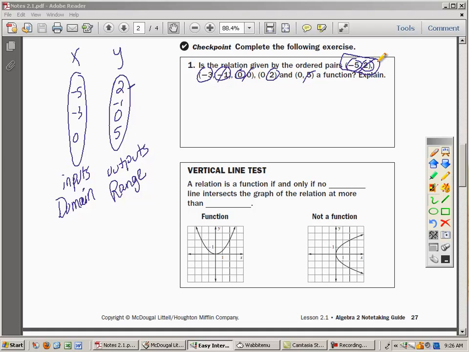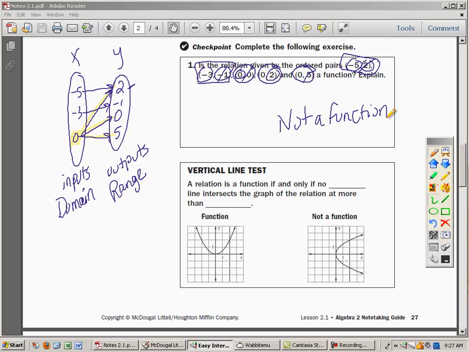-5 maps to 2, so -5 goes to 2. -3 goes to -1, pretty straightforward so far. 0 maps to 0. 0 also maps to 2, and some of you are seeing the big red flag coming out. 0 also maps to 5. Where's the problem here? Well, the problem is that 0 is mapping to 3 different numbers. And so because the input 0 has 3 different outputs, we would then say that this is not a function.